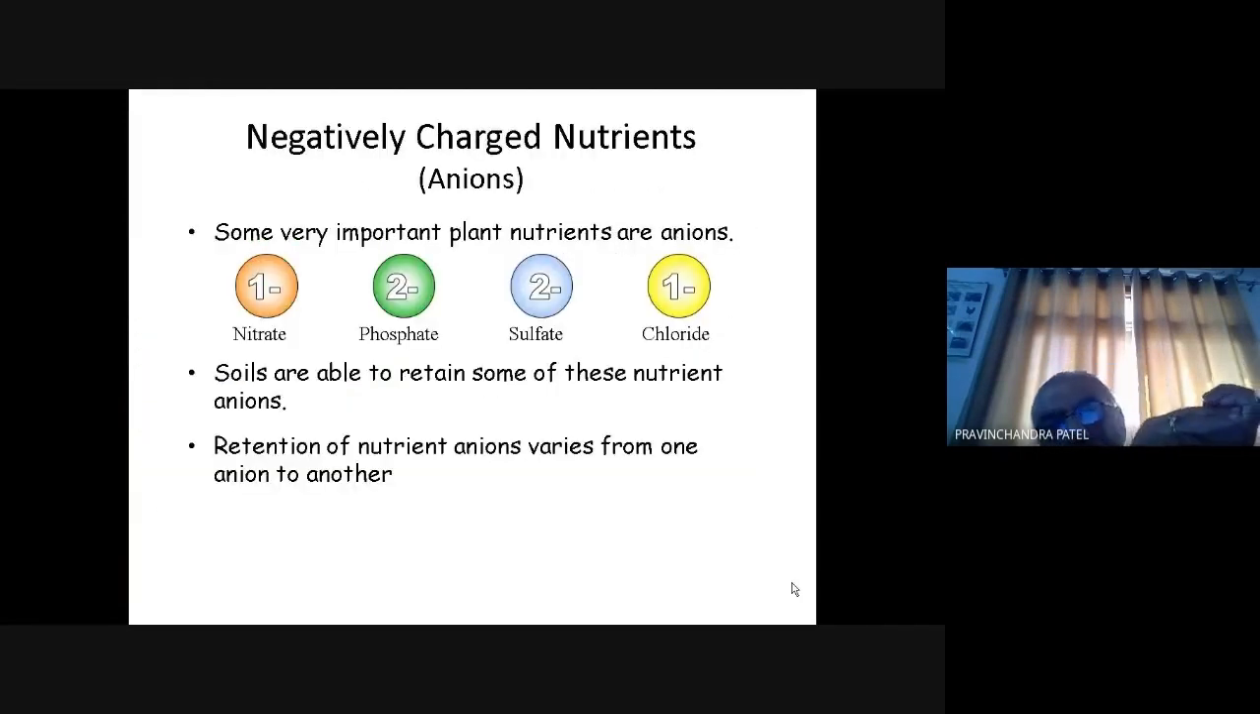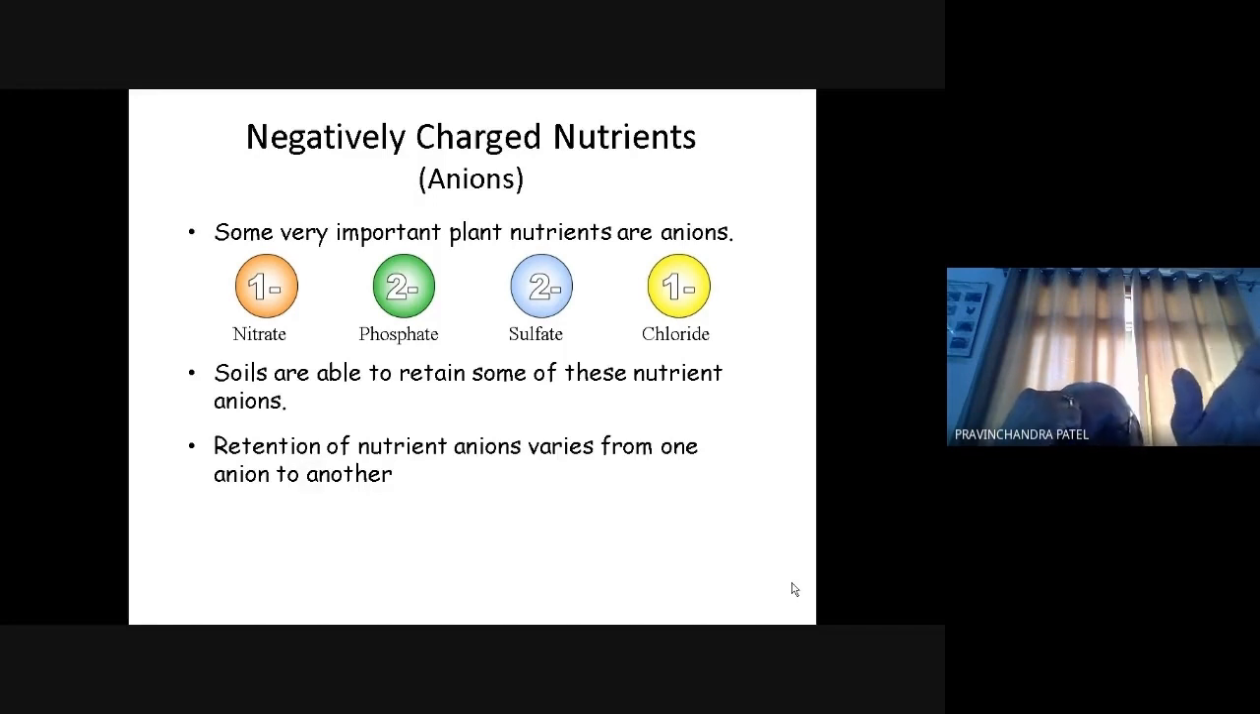Negative charge nutrients, that is anions. I told that we have seen cation, then we have seen anion. So nitrate, phosphate, sulfate, chloride are the anions. Nitrate has -1, phosphate has -2, sulfate has -2, and chloride is -1. So plant will take sulfur in sulfate form, and plant will take nitrogen in nitrate form or ammoniacal form.